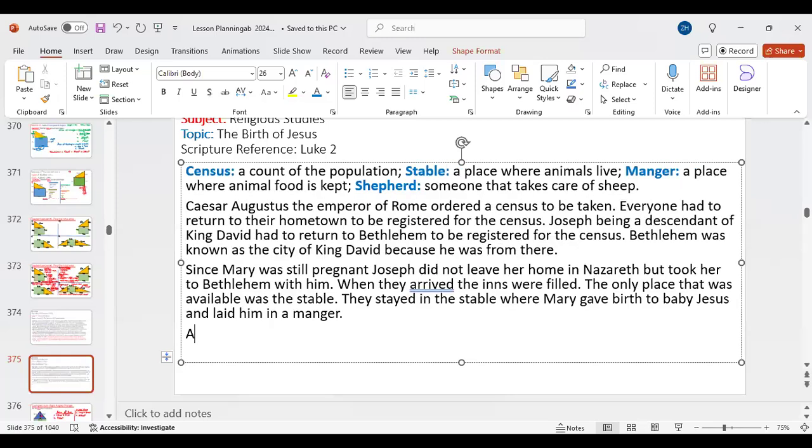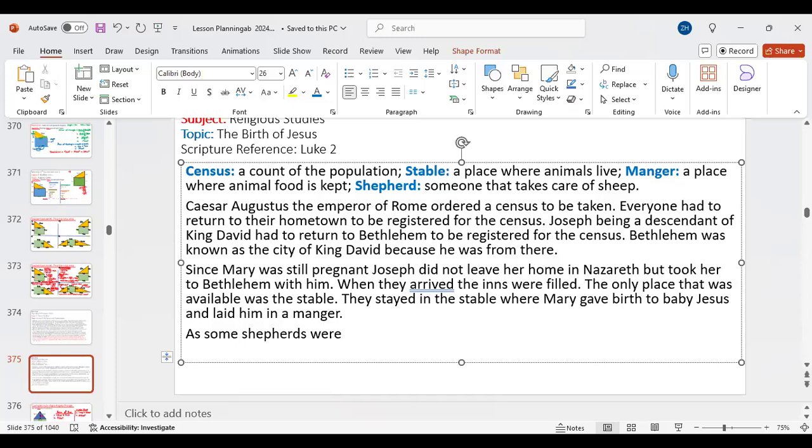All the hotels were filled. All the inns were, yeah. But that was very purposeful, right? That didn't happen by accident. That's where he's supposed to be born, to teach humans a lesson: don't despise humble beginnings.